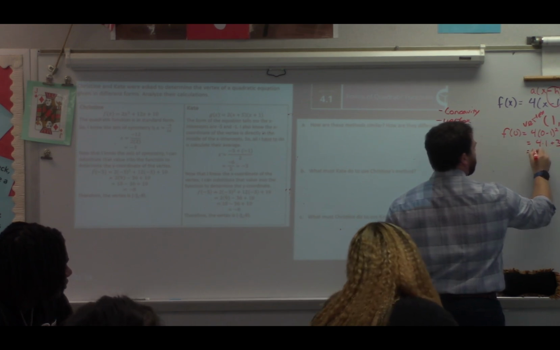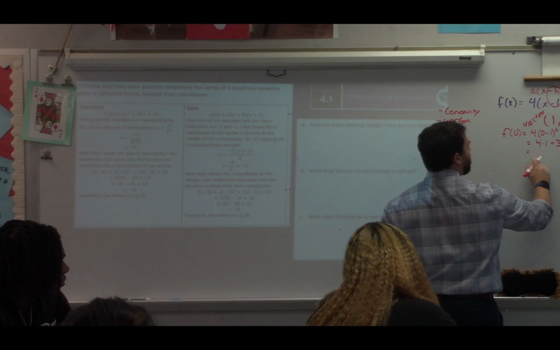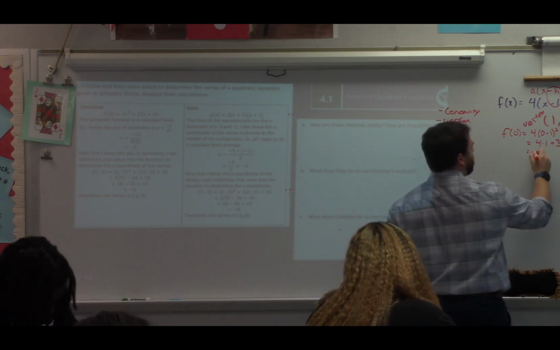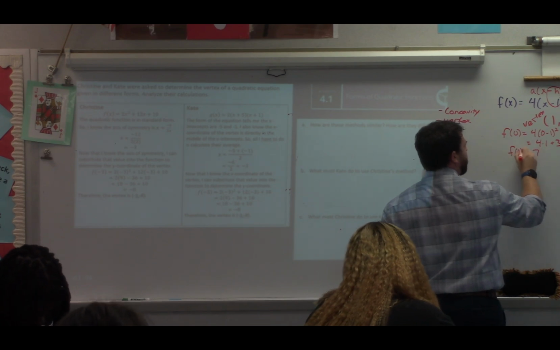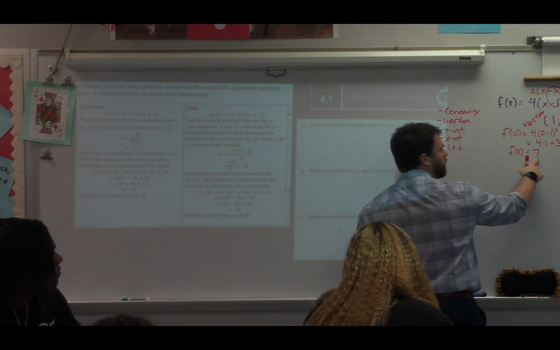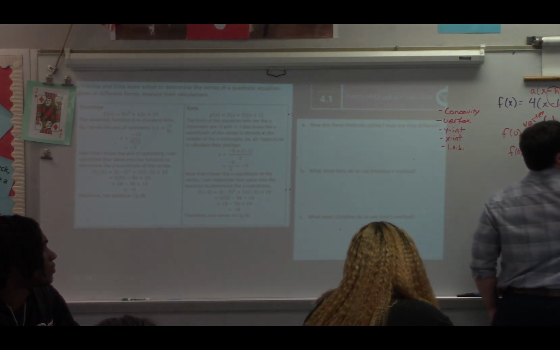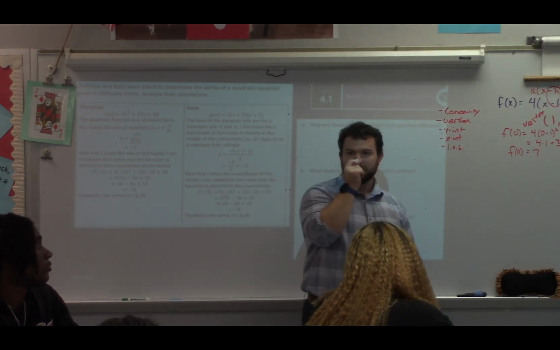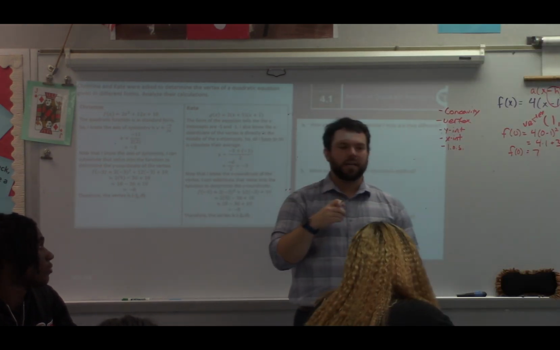No, that is the most common mistake students make. 3 is the y value of the vertex, not the y-intercept. Notice if my input is 0, what's my output? 7. So 3, 4, 5, 6, 7. So 0, 7 is my y-intercept. Do not forget the y-intercept, that x is what?